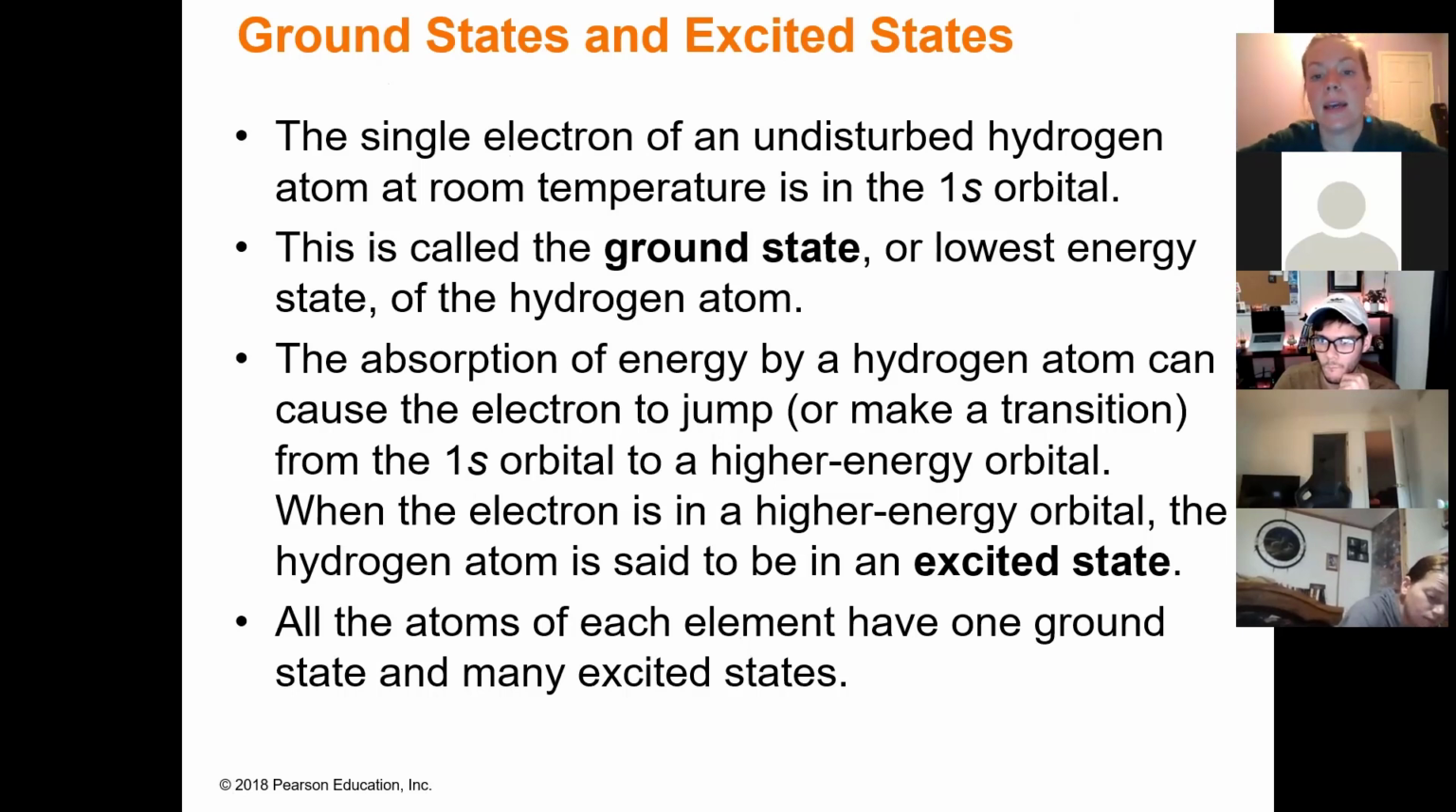But if I was to excite that electron, it could go to a variety of places, right? It could go to the 2s, it could go to the 3s, it could go to the 3p. It has a variety of places it can jump to. So all the atoms of each element will have only one ground state, but they have a lot of excited states because the electron has a lot of places it could go to, depending on how much energy it gets.